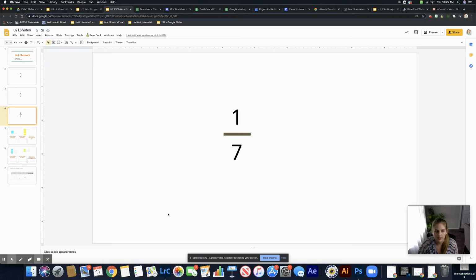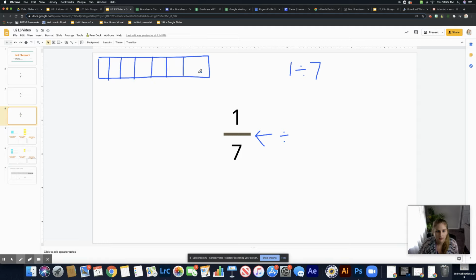How can I read this number? I can read it as 1/7, or I can read it as 1 divided by 7. I can model this by drawing one whole and dividing it into 7 parts. 1, 2, 3, 4, 5, 6, 7. And I'm going to erase this and try to make them a little bit more equal. There we go. And I have one of those. So 1/7.